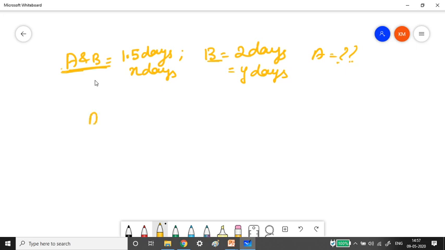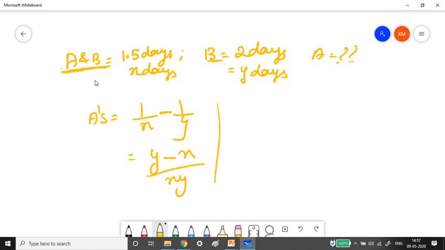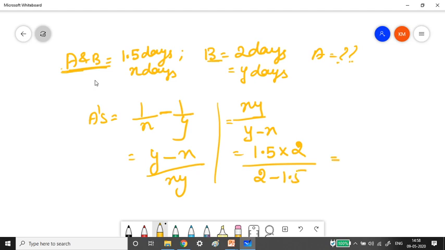So A's work, let us go from 1 day's work: 1 by X minus 1 by Y, which is equal to Y minus X divided by XY. This is A's 1 day work, and A's total work can be found by XY divided by Y minus X. Now substitute the values. What is the XY value? It is 1.5 into 2, divided by 2 minus 1.5.